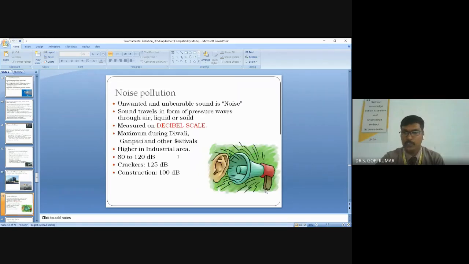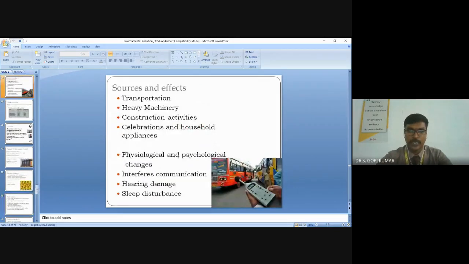And then noise pollution. As we are familiar, noise pollution is one of the predominant ones. It is due to heavy noise, as a rise in decibel will lead to noise pollution, and vehicular noise. Their sources are transportation, heavy machinery, construction activities, celebrations, and household appliances.